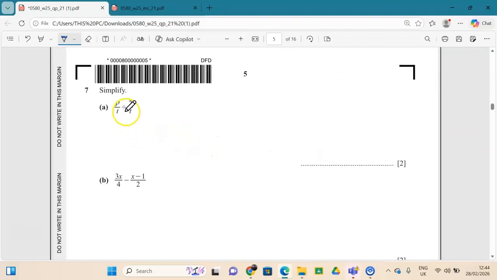Simplify p over t divided by 2 over t. This is like 3 mark, 2 marks. So I'm just going to write this as p over t. Now the division changes to multiplication, and I'm going to get the reciprocal of this. I'm just going to invert it. If I do that, the t goes up and the 2 comes down. So in that case, we know that t can take t. So what do we have? P over 2.